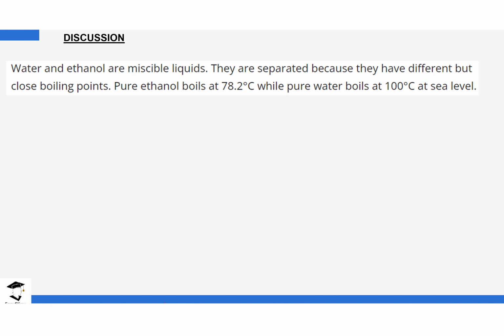So first of all, water and ethanol are miscible. We've already talked about them being miscible. They have different boiling points, different but close. So let's look at the boiling points. For ethanol, the boiling point is 78.2 degrees Celsius. And then for water, it's 100 degrees Celsius. You can see the difference is not that big. They are close. Their boiling points are close.